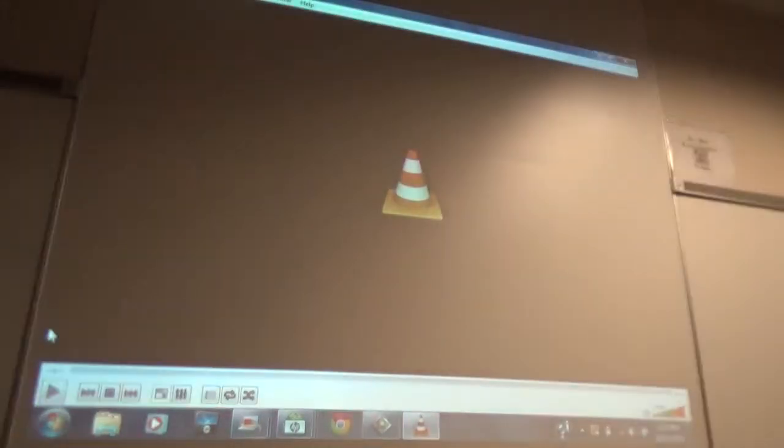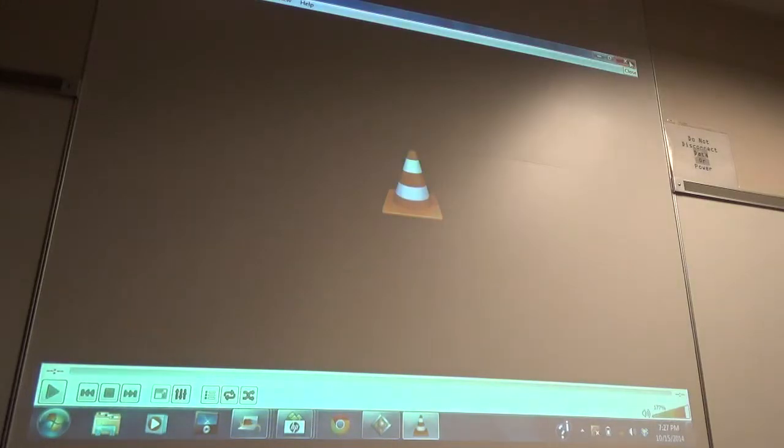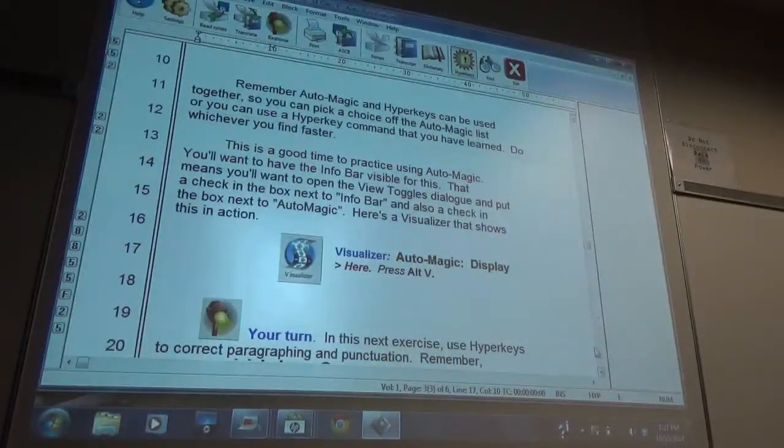I have no idea why they showed that again, but just in case you missed it the first time, they just showed it again. Any questions about that? About the little pop-ups and the info bar?